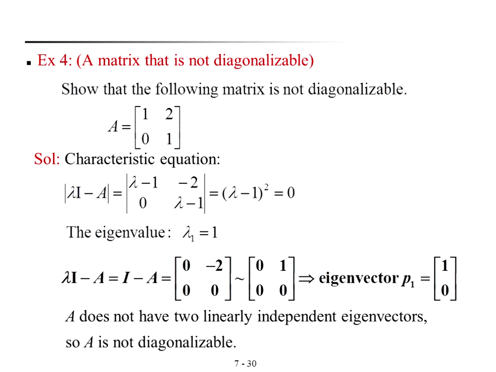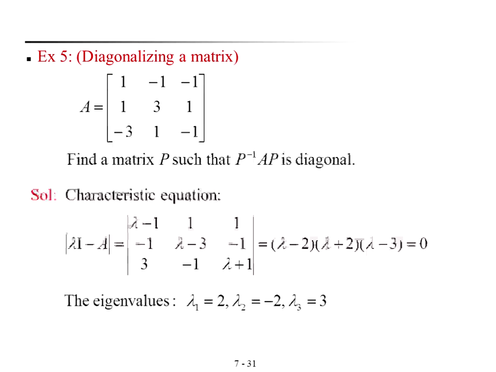Now a matrix that is not diagonalizable: show that the following matrix is not diagonalizable. We are given a matrix and find the eigenvalue. Lambda is equal to 1 is the eigenvalue, and we find the eigenvector corresponding to lambda is equal to 1. The eigenvector is 1, 0, and A does not have two linearly independent eigenvectors, so A is not diagonalizable. We cannot diagonalize it because it has only one eigenvector.